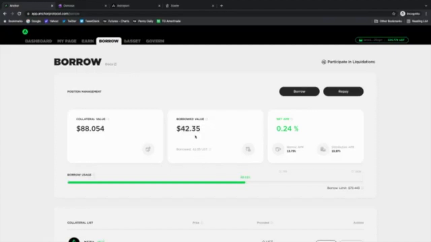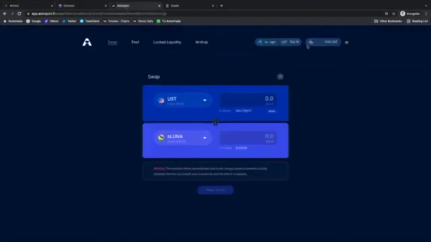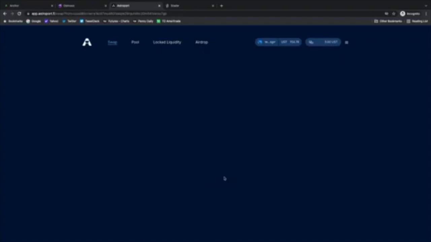But let's take this $42 and let's go buy more B Luna. Okay, so I'm going to go back to Astroport. That $42 is in my bank account. So I'm going to buy $42.35. It's going to get me another half a Luna. So I'm going to confirm this. Give me a second.